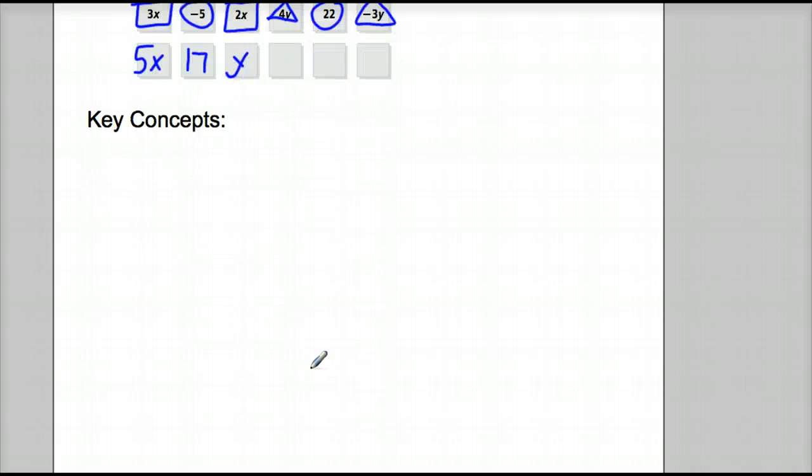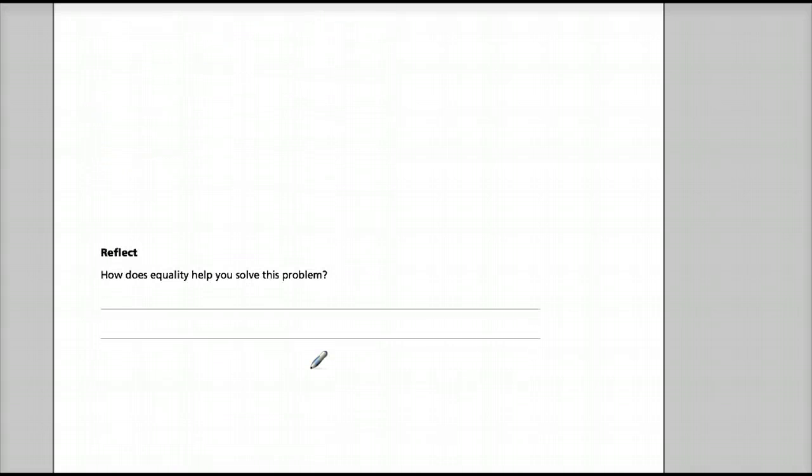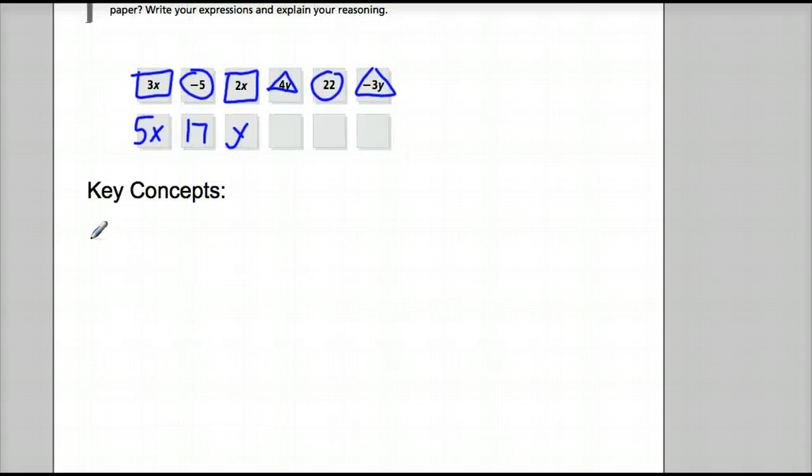I want you to leave some space here. We're going to write key concepts in just a second, but first we're going to answer how this reflect question. How does equality help you solve this problem? Well, you know that equality just means basically these two pieces of paper equals this piece of paper. And this piece of paper and this piece of paper equals this piece of paper, and this piece of paper and that piece of paper equals this piece of paper.